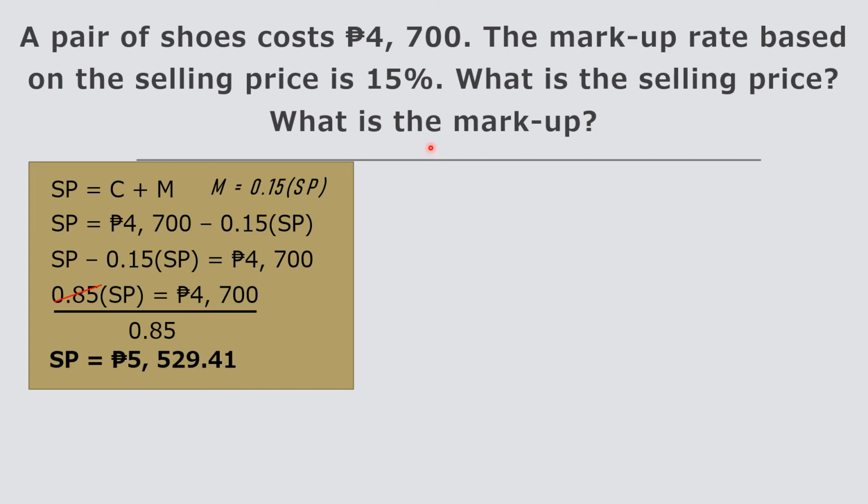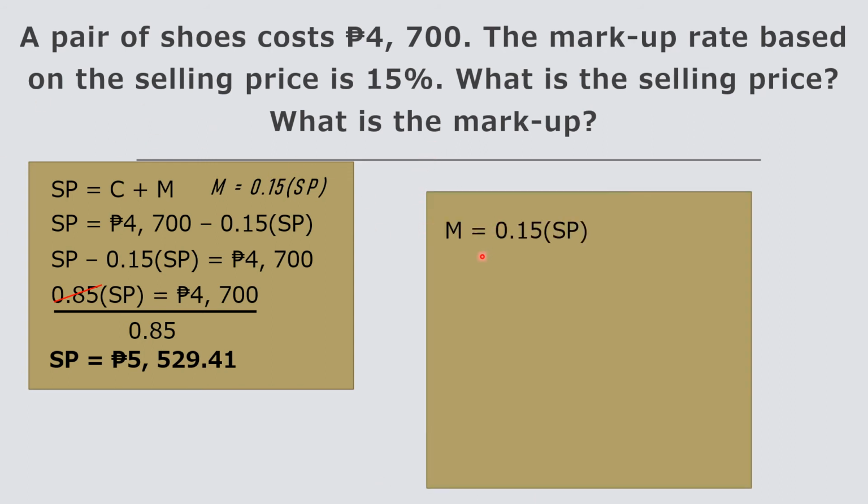What is the markup? Okay, here's the formula we can use. Markup is equal to 0.15 of the selling price. Then we substitute the value of the selling price. That is 0.15 times 5,529 pesos and 41 cents. When we multiply the two, the answer is 829 pesos and 41 centavos.